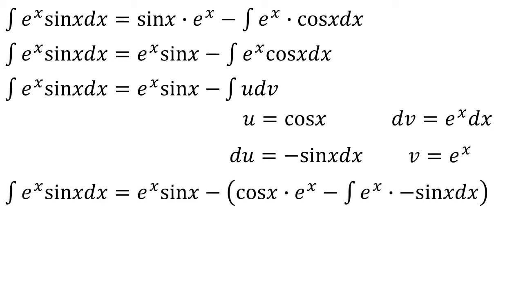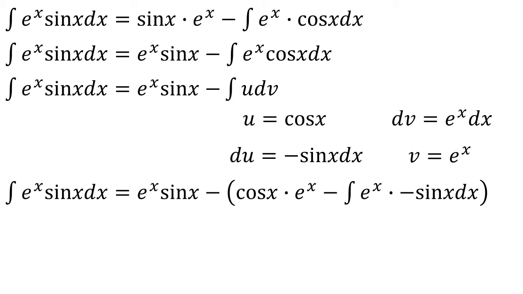So let us substitute the values of u, v, and dv. So we're going to have the integral of e to the x sine x dx equals e to the x sine x minus, so this is now our u, v. Our u is cosine x, our v is e to the x. That's why we have here cosine x times e to the x minus the integral of v du. Our v is e to the x. Our du is negative sine x dx. That's why we have here e to the x times negative sine x dx.